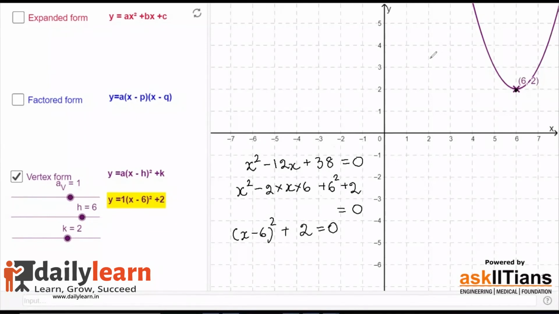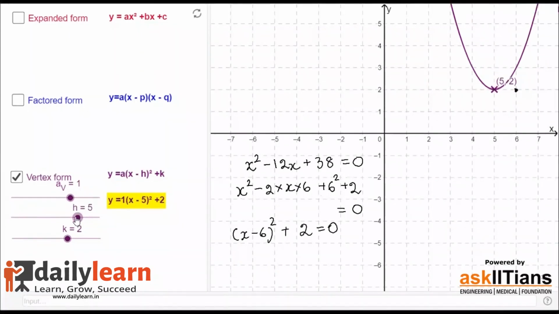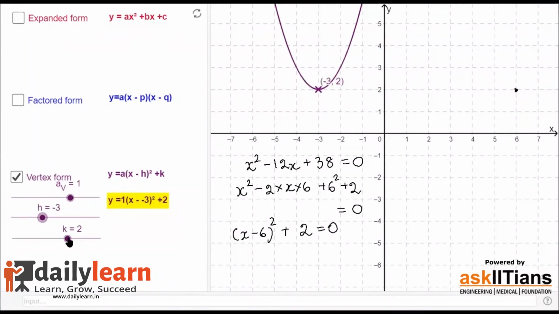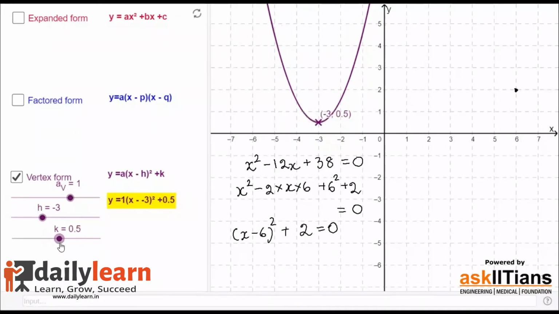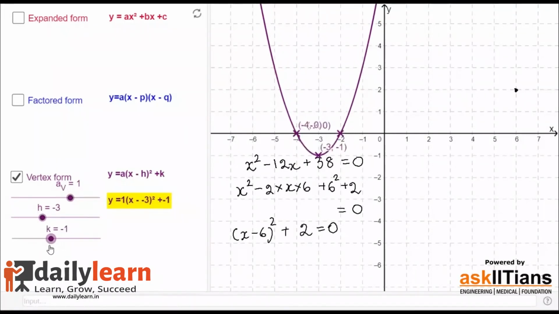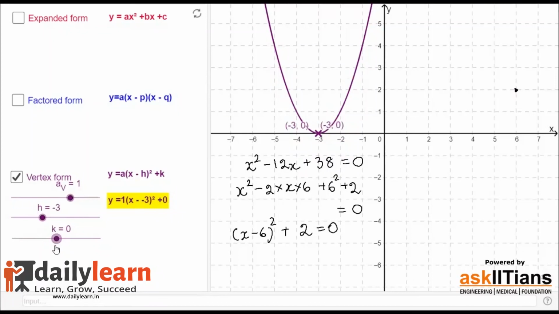This is the vertex, (6, 2), and we can see that this is also an upward facing parabola, and now the vertex has shifted. So you can change your values of h and k, and depending upon that, the graph will also shift its vertex. That is nothing but what is called the vertex form. The vertex will change accordingly as we feed in our h and k.